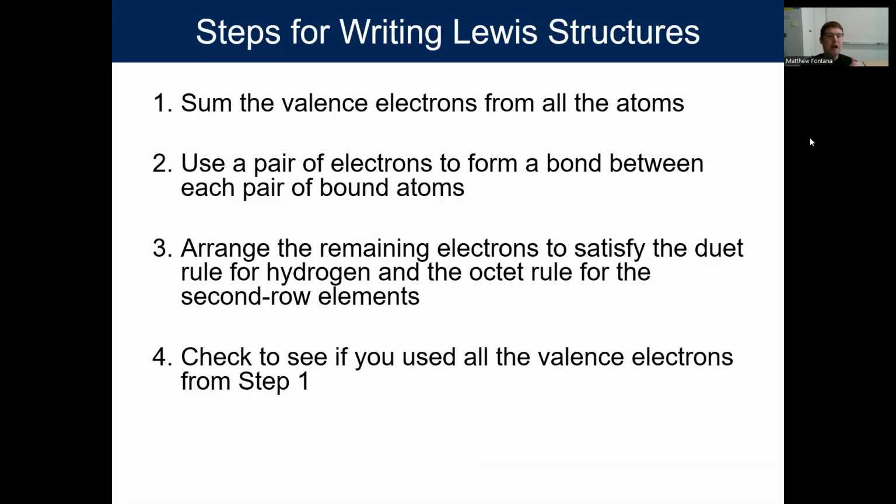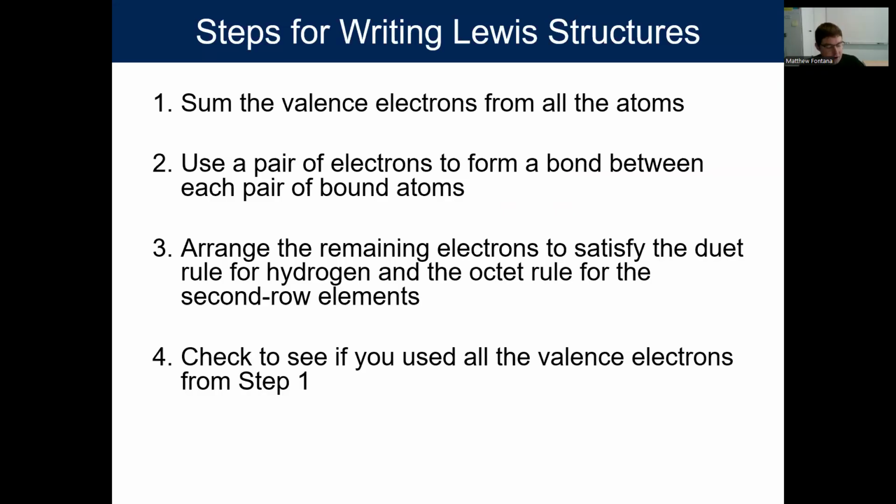So we're going to talk about how to write Lewis structures. The way you write Lewis structures is you sum the valence electrons from all the atoms. That's the first thing you're going to do. I'm going to go over the procedure, then I'll demonstrate actual examples. But step one: sum the valence electrons from all the atoms.